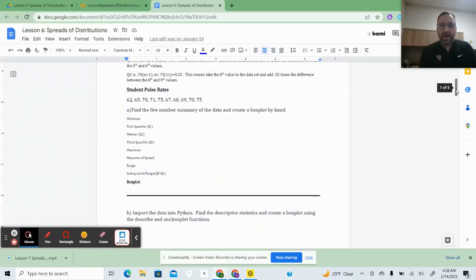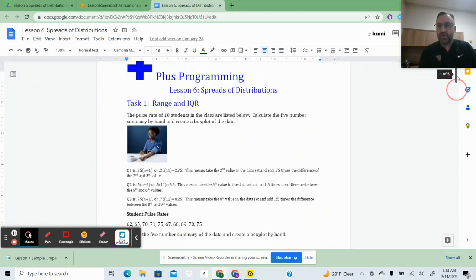All right, so we are on lesson 6, spreads and distributions. So we're going to go through how to calculate the range and the interquartile range. The range is just one measure of spread where you do the maximum minus the minimum. And then to calculate the quartiles, the first quartile is kind of the median of the first half of the data, and the third quartile is the median of the second half of the data.